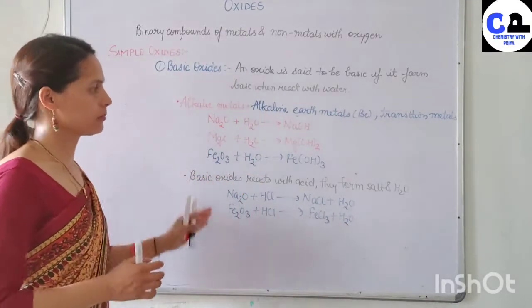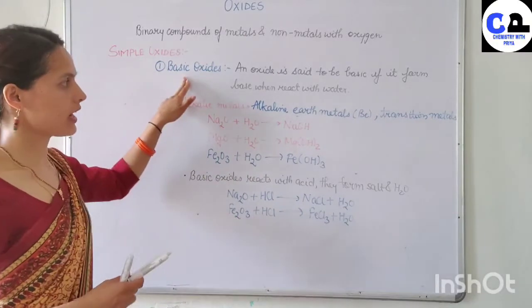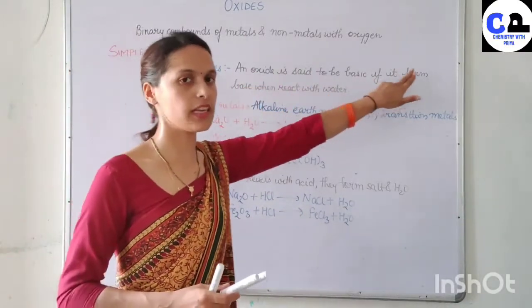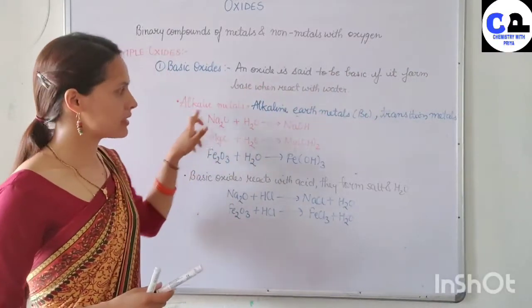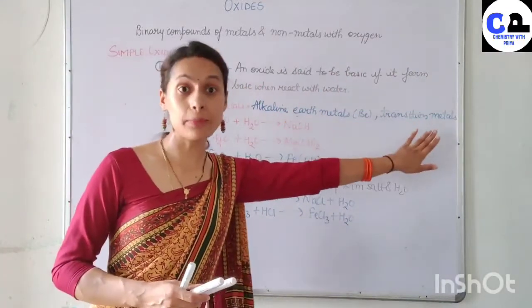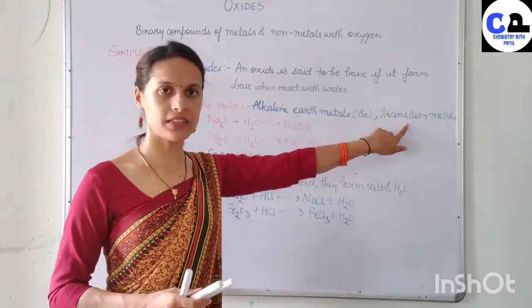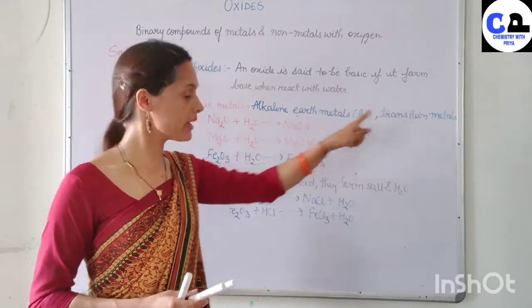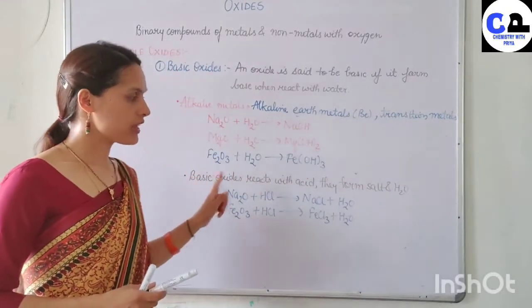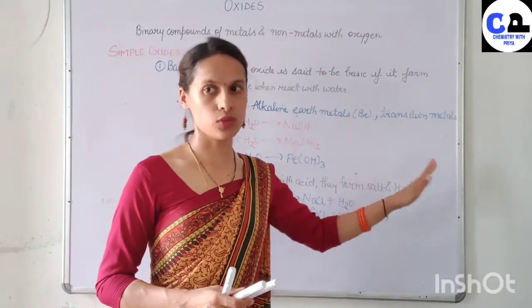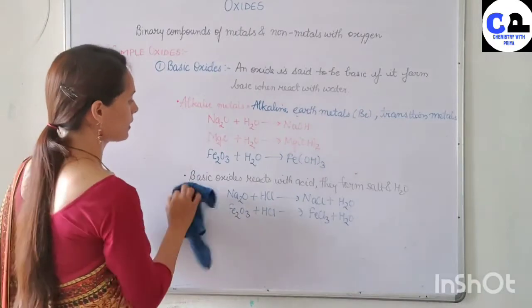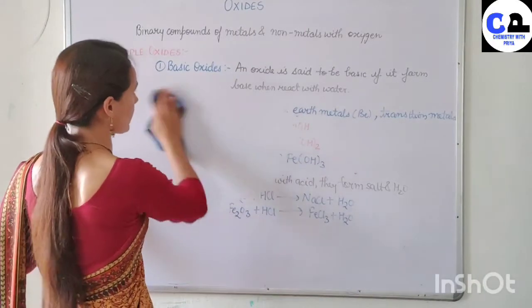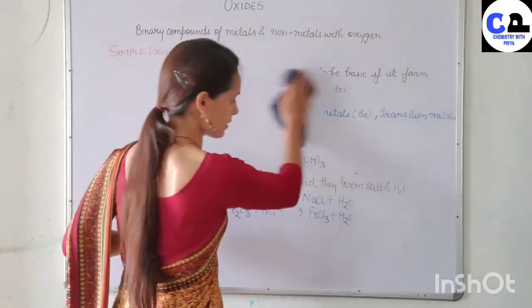So these are basic oxides. An oxide is said to be basic if it forms a base when reacted with water. Alkali metals, alkaline earth metals except beryllium, and transition metals generally form basic oxides. When a basic oxide reacts with acid, it forms salt and water. The first category of simple oxide is basic oxide.